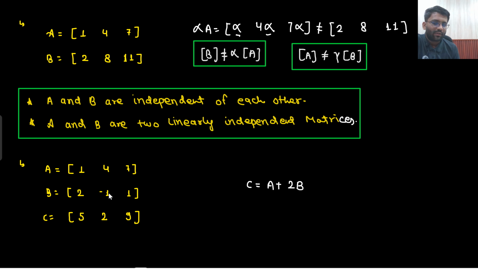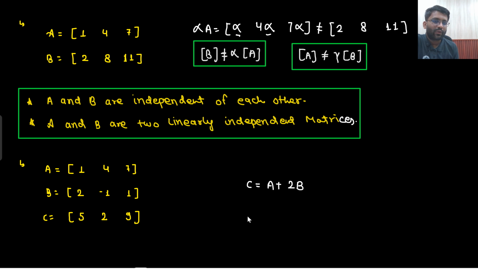What this will become? 4. This will become minus 2. This will become 2. This will become 4, minus 2 and 2. Here the elements were 1, 4, 7. You add both of them, what you are getting: 5 here, 2 here and 9 here, which is matrix C only. Right? So in A, if you add up twice of B, what you are getting?